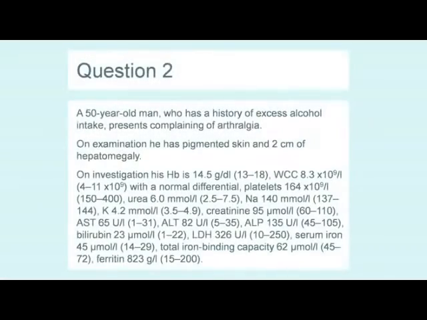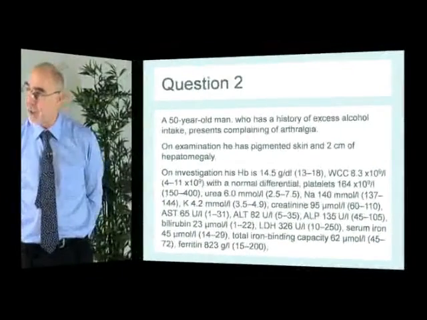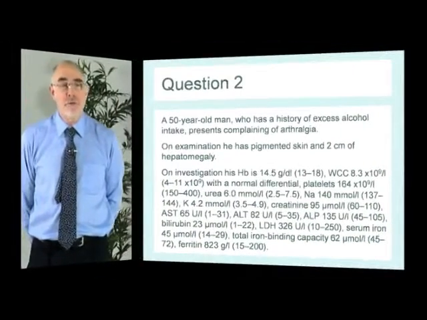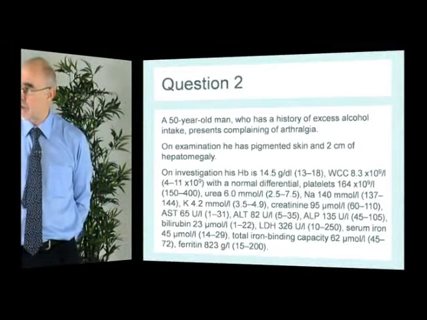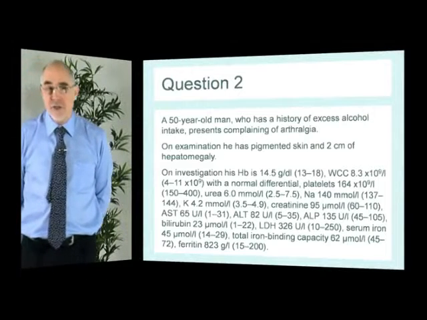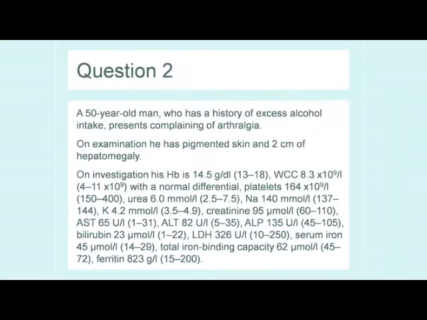This is a 50-year-old man with a history of alcohol excess. He presents complaining of arthralgia, painful joints. On examination, he is noticed to have pigmented skin and an enlarged liver. He has some blood investigations, including a normal blood count, normal urea and electrolytes, and mildly deranged liver function tests with elevation of both enzymes and bilirubin.